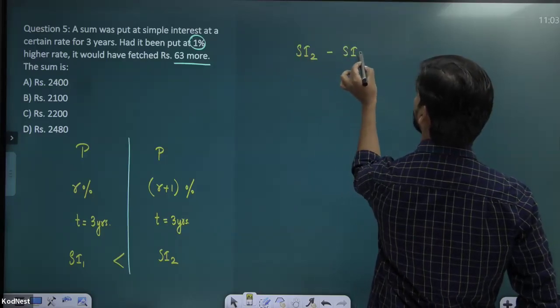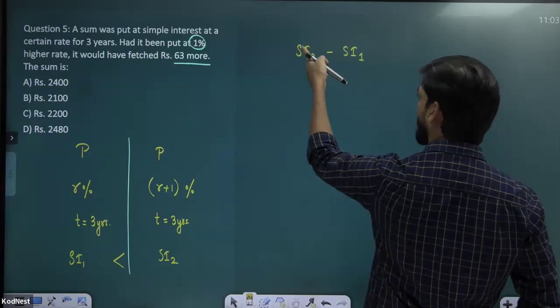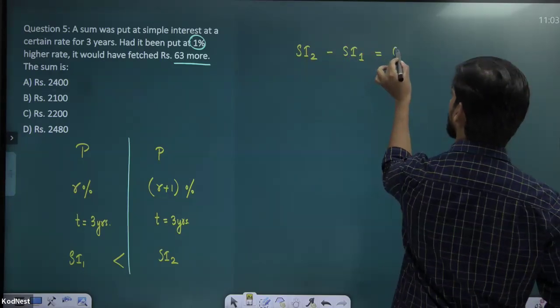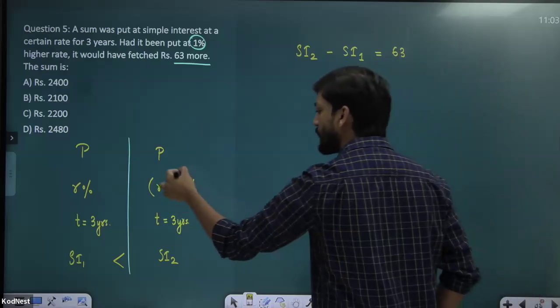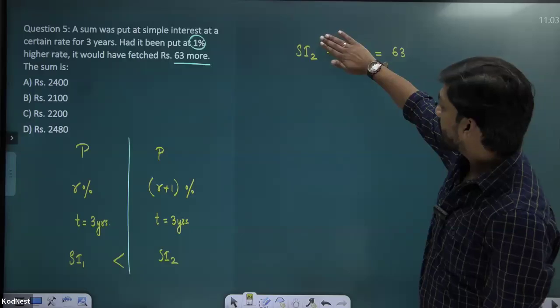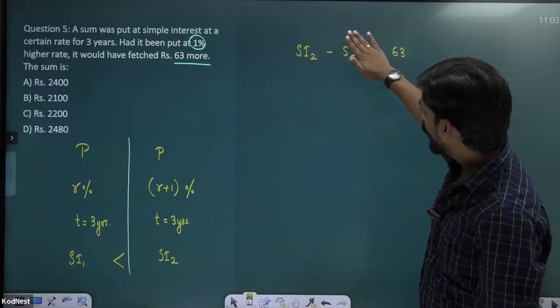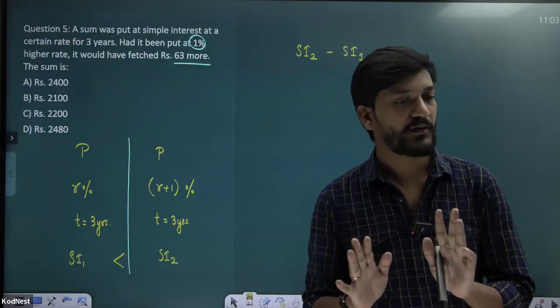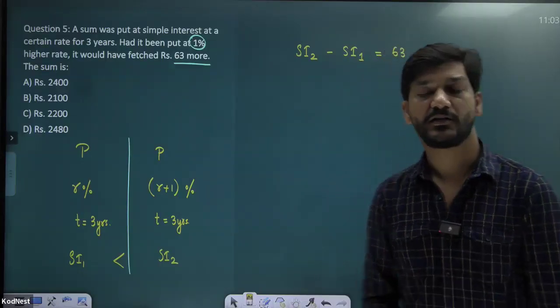63 rupees. How much interest your friend is getting minus your interest is 63 rupees, because your friend is getting 1% extra. Now, see this, apply the formula. For you also, apply the simple interest formula, put the respective values, and you will definitely get your answer.